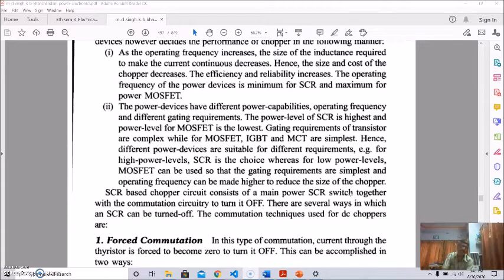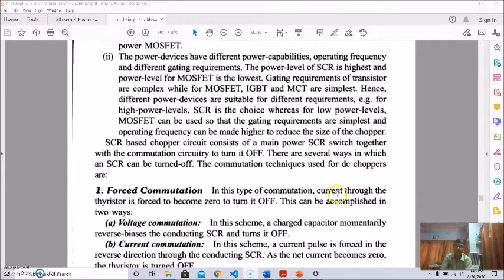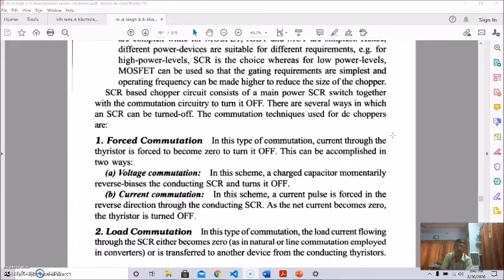An SCR-based chopper circuit consists of a main power SCR switch together with a commutation circuitry to turn it off. There are several ways in which an SCR can be turned off, and the commutation techniques used for DC choppers are particularly forced commutations. In this type of forced commutation, the current through the SCR is forced to become zero to turn it off, and this can be accomplished in two ways, either by voltage commutation or current commutation.